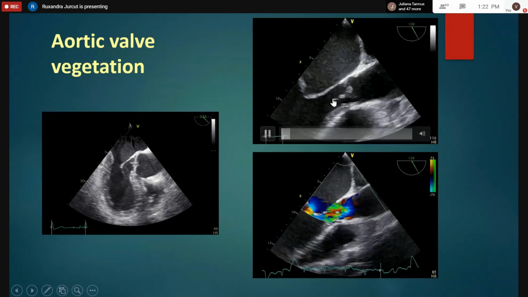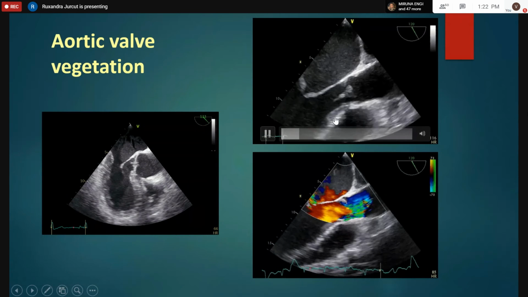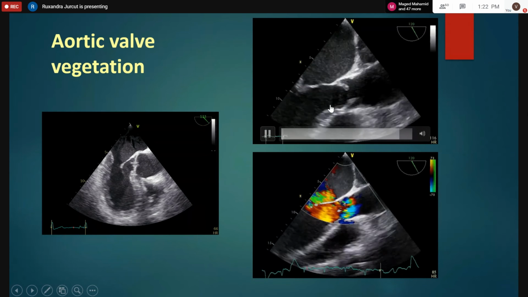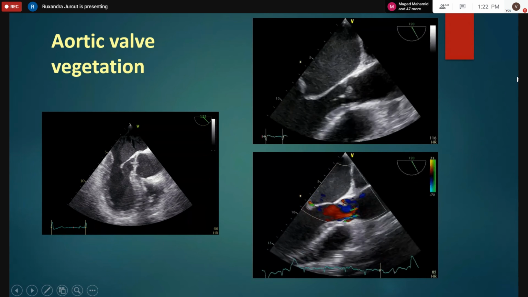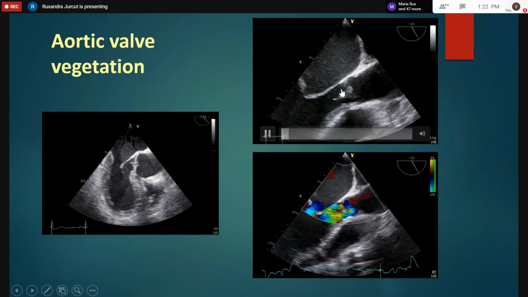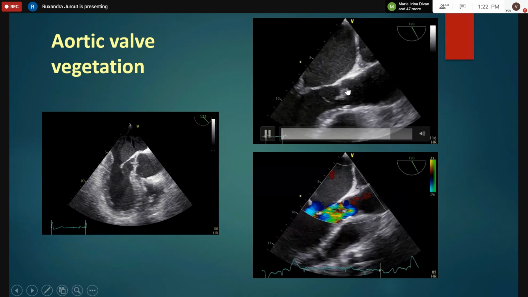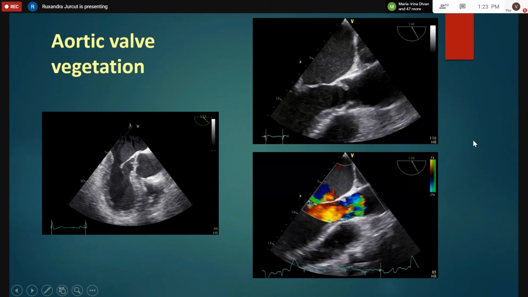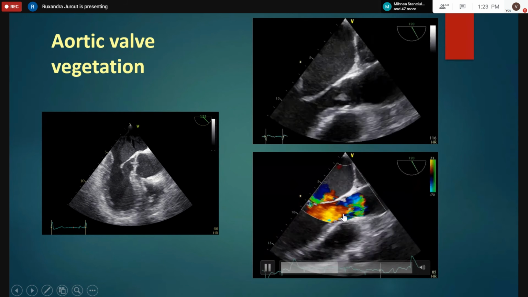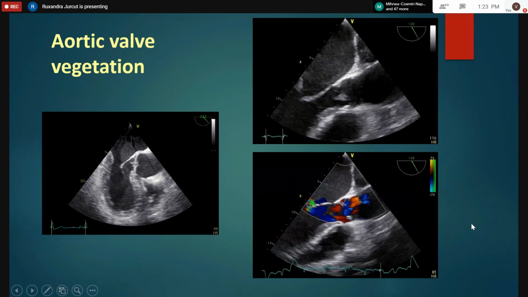Yes, and this is the vegetation that I was describing on the aortic valve. This is a filamentous, a long vegetation. Here you can see it floating, sort of. There is one that appears to be thicker at the beginning. This is the aortic valve, and then there is a longer filament, and it gives here on the color Doppler image aortic regurgitation. So this was one example.